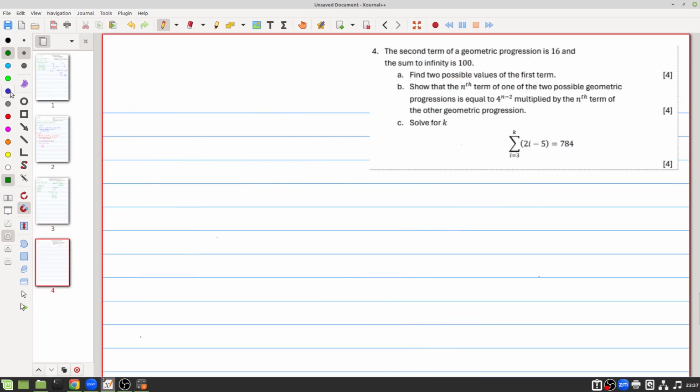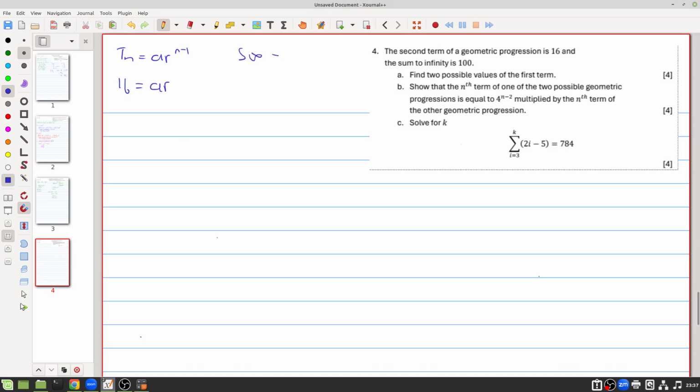Question 4. Let's do this one in blue. Okay, so they tell us the second term of a GP is 16. So again, what does a GP look like? GP has this form, right? So the second term, that means n is 2, is 16. So the second term is 16, that means ar to the power 2 minus 1. So it's just that.